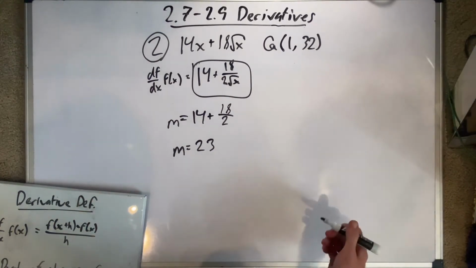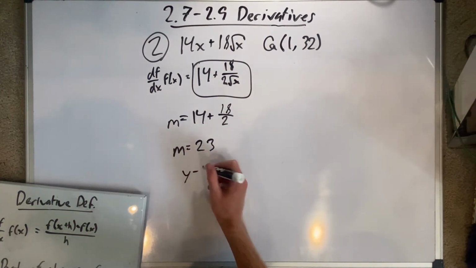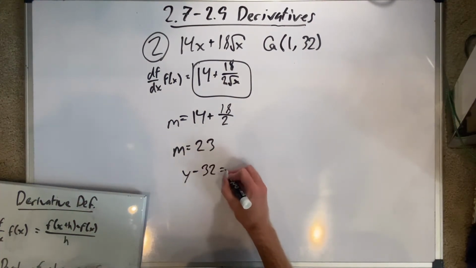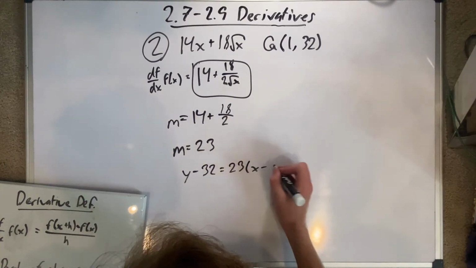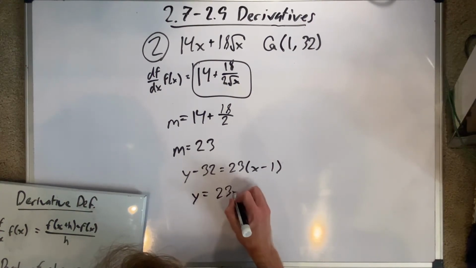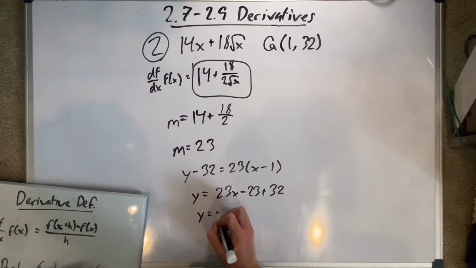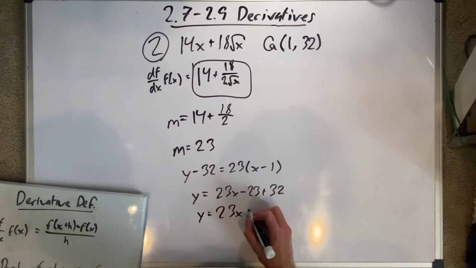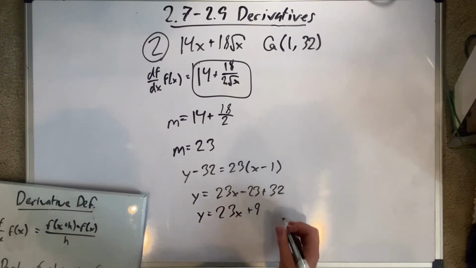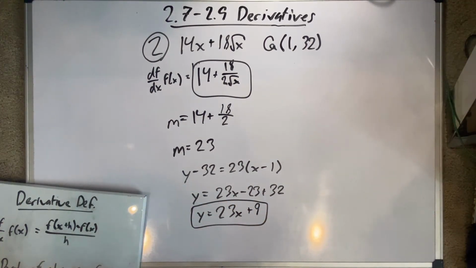So slope is equal to 23, x is equal to 1, y is equal to 32, plug it into point-slope: y minus 32 is equal to 23 times x minus 1. y is equal to 23x minus 23 plus 32. y is equal to 23x plus 9. There we go. This is our finished equation.